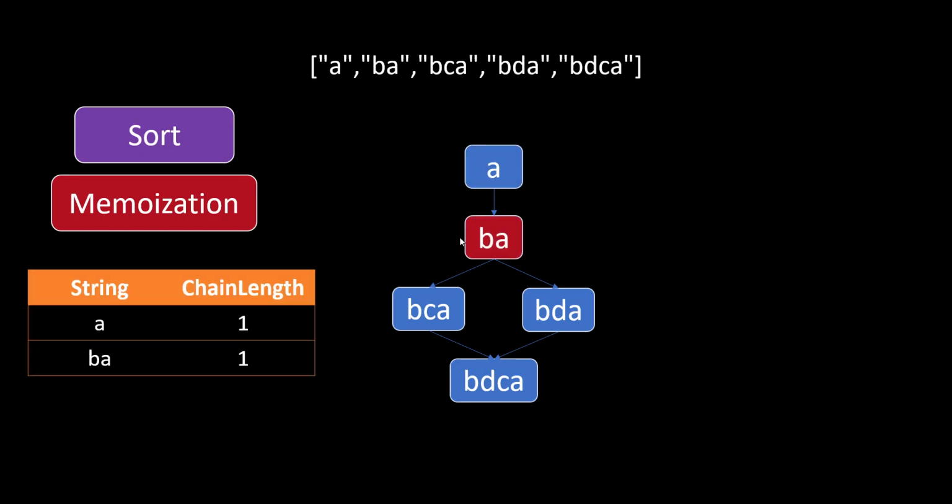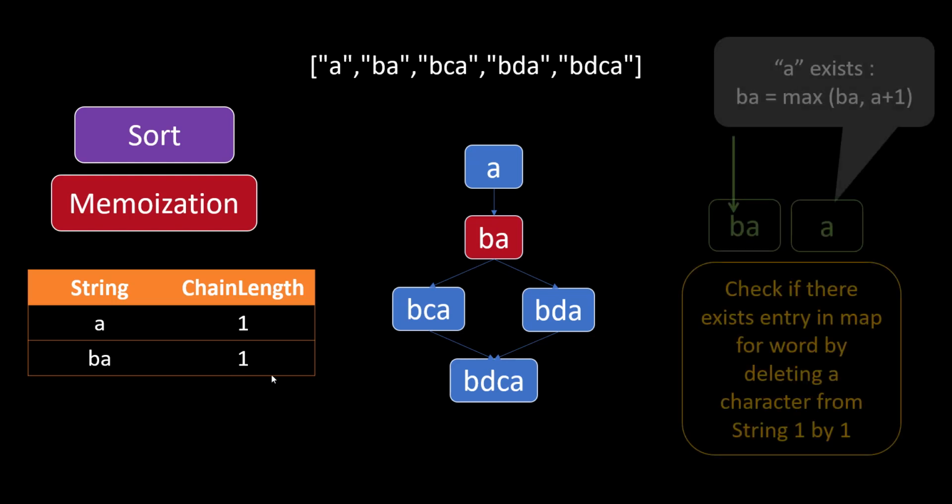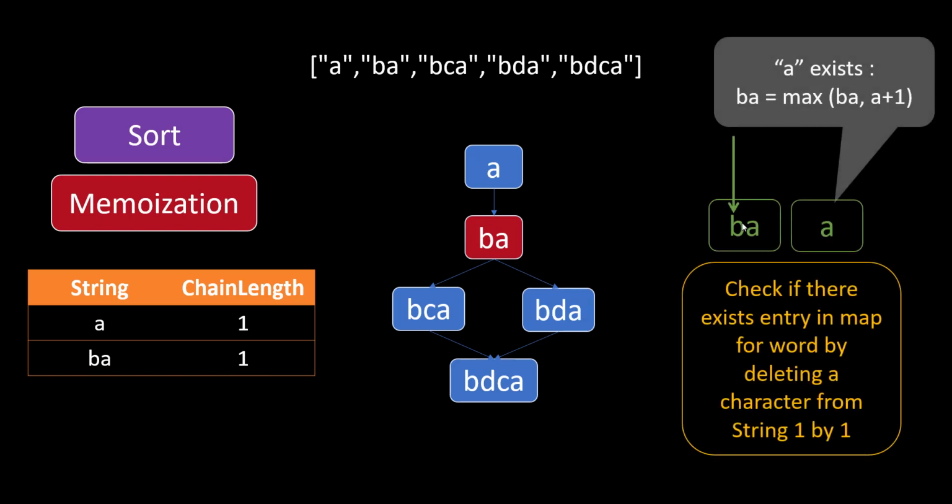And over here, I'll add this in the map with the default value of 1. And now I'll start deleting the characters. If I delete B from here, the string that is left with me is A. And I already have a calculated result for this A, which was 1. And so I can use that result to find the one for the current string, that is BA.